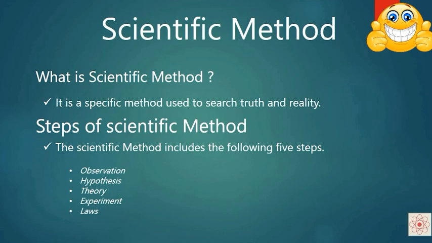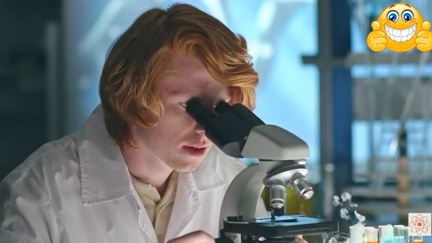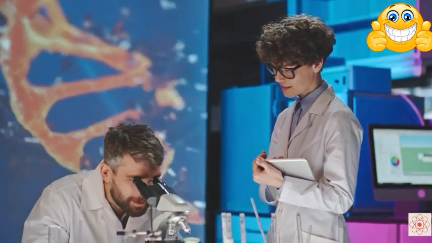First of all, we will discuss observation. The process of observing natural phenomena with the help of 5 senses and scientific equipment is called observation. Observations are taken very carefully, and all possible information is gathered about a physical phenomenon under investigation.